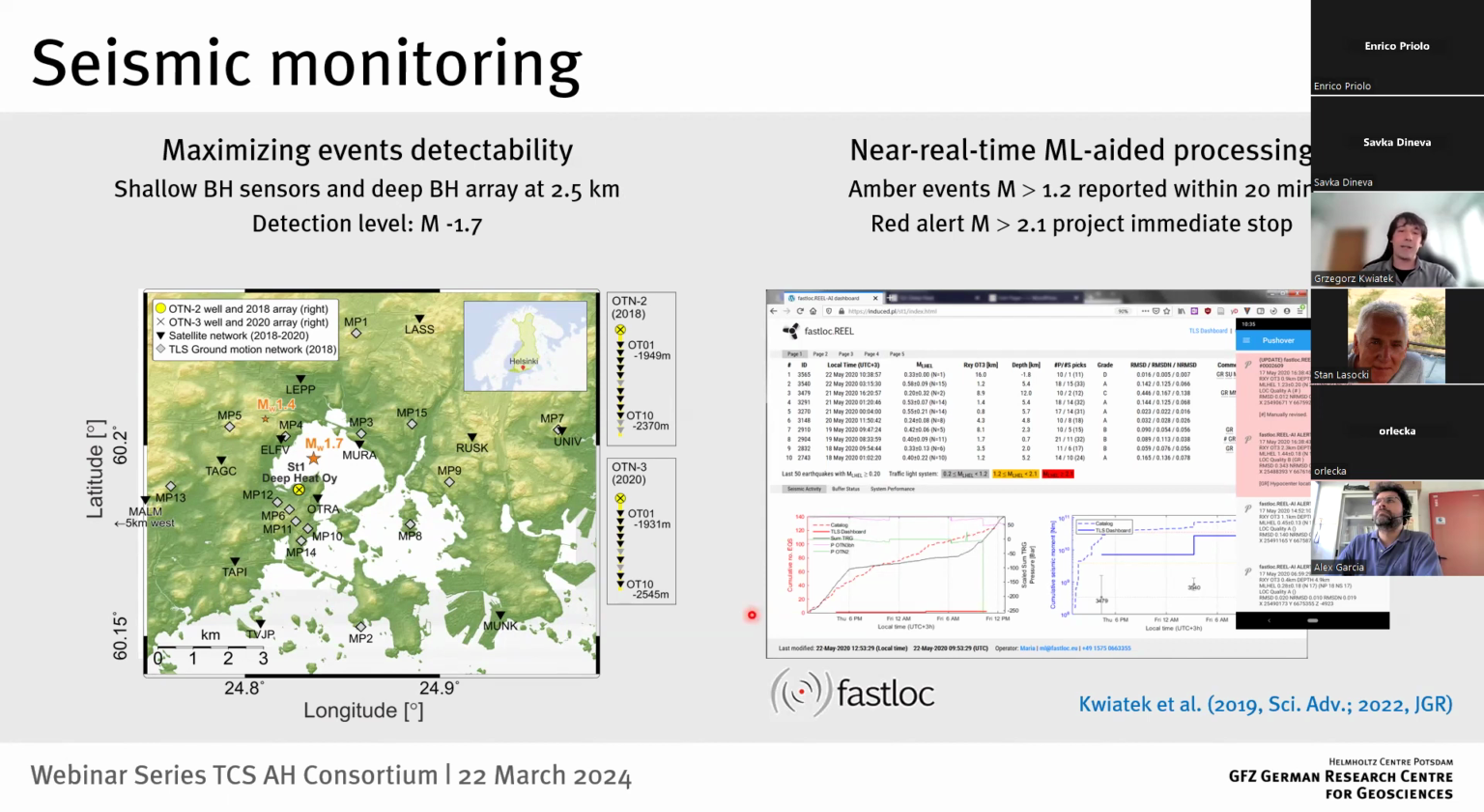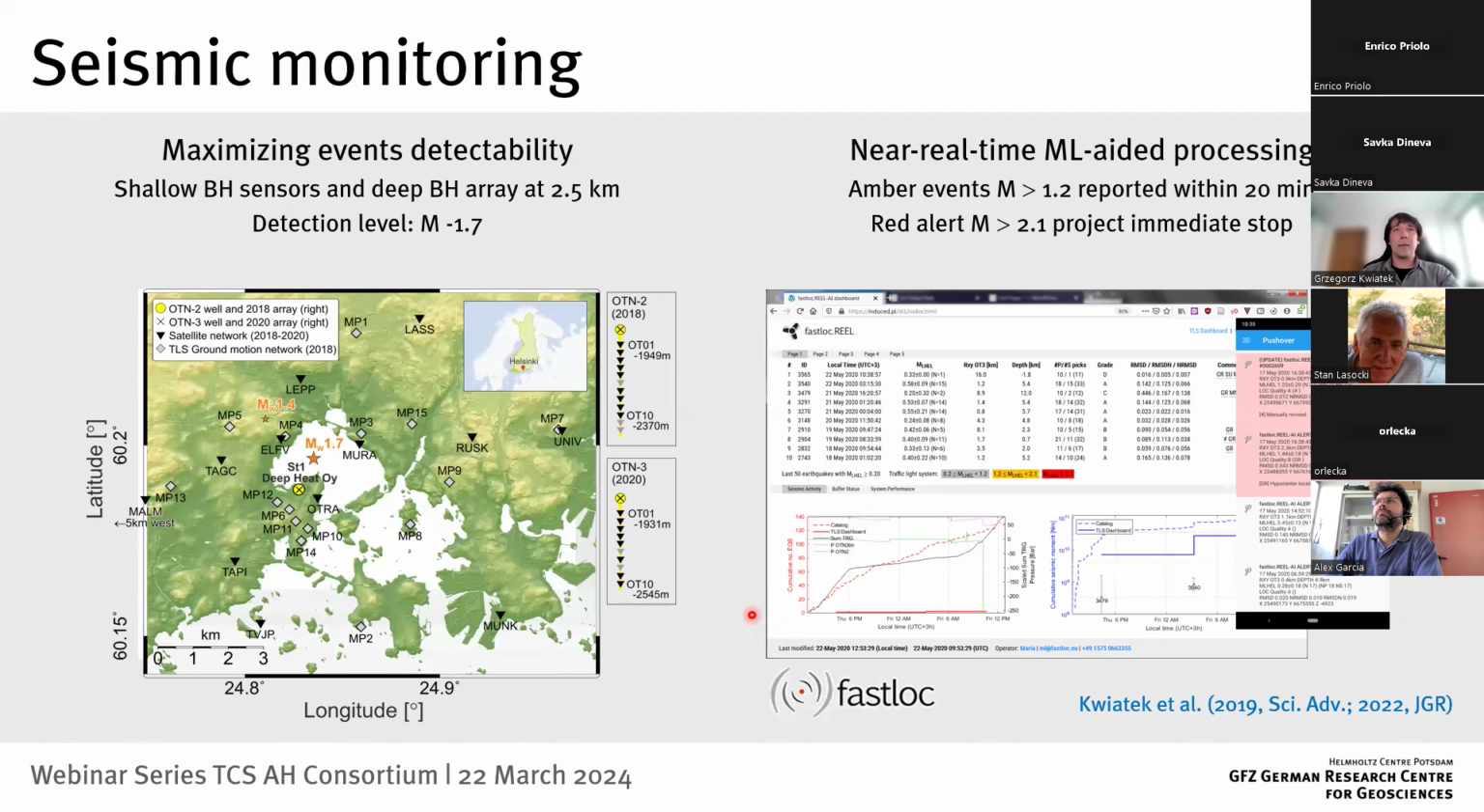A traffic light system was designed for the site, and essentially any event with magnitude larger than 1.2 would have to be reported within, let's say, 20 minutes to the local municipality and trigger an assessment of injection operations. If there was a magnitude 2.1 or larger event, that would lead to the immediate stop and shutdown of the entire project. So it was key to perform near real-time processing of this data.